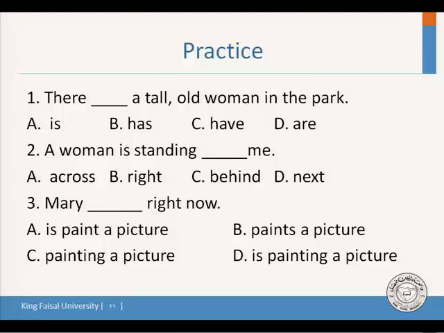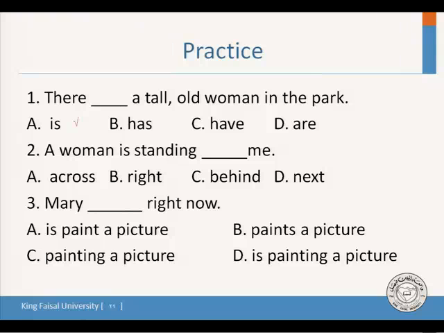Let's now do this last exercise for today. We have 3 sentences. A tall old woman in the park. What do you say here? There is a tall, or there has, have, there are. Can we use are? No, because there is a, one. We cannot use are. We cannot use have. So there is a tall old woman in the park.